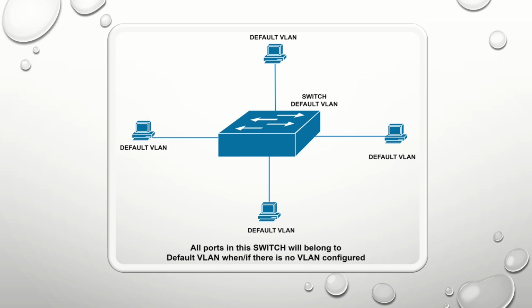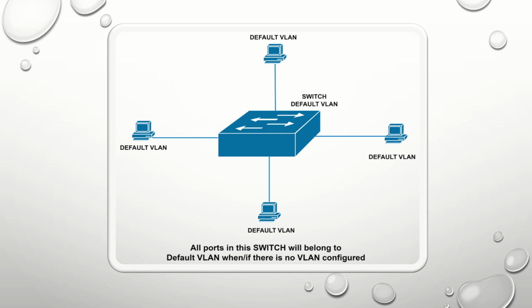VLAN can be defined as a different or an isolated broadcast domain in a layer 2 network. For example, if you take any brand new switch, it will have a single VLAN, that is a default VLAN configured, and all the ports in the switch belong to that default VLAN. That means there is no VLAN configuration yet on this switch, but still there is a default VLAN on the switch, and all the ports belong to it.